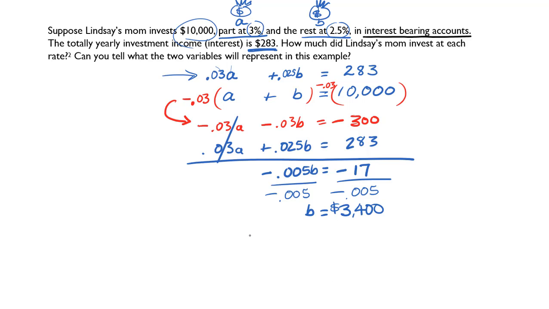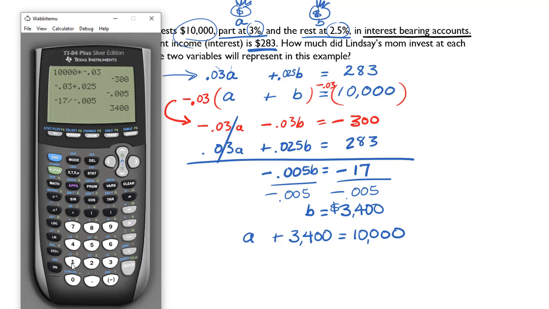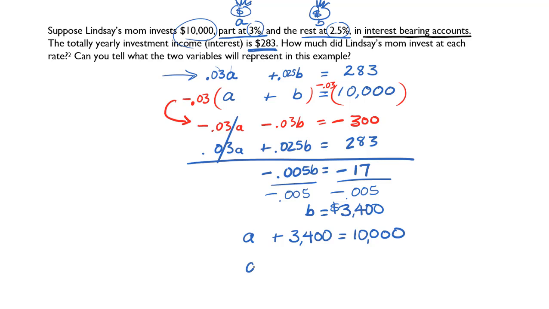And since I know that a plus $3,400 equals 10,000 total dollars invested, I can just subtract that 3,400 from 10,000 minus the amount given here, and I get A is equal to $6,600.